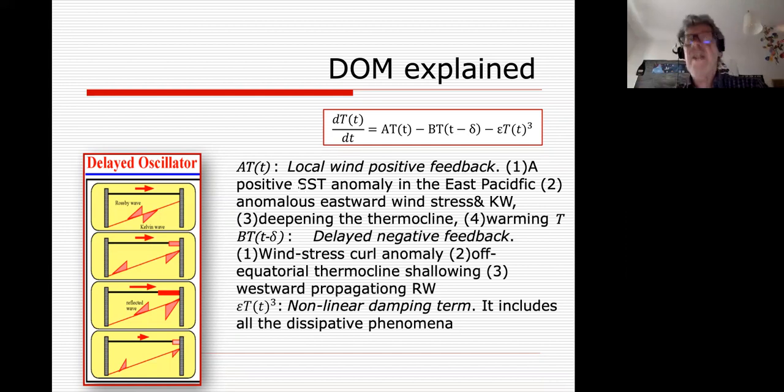The two terms account for both of the energy propagation, one positive, the other negative. And the key issue is the delta factor, which is the delay. The other term is a non-linear damping term that includes all the dissipative phenomena, a sort of trick to stabilize the system itself.